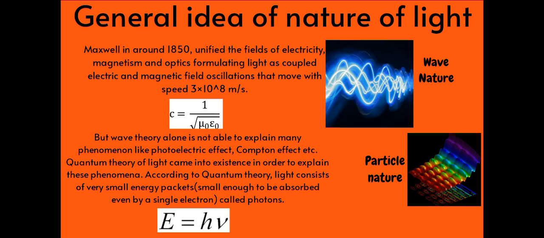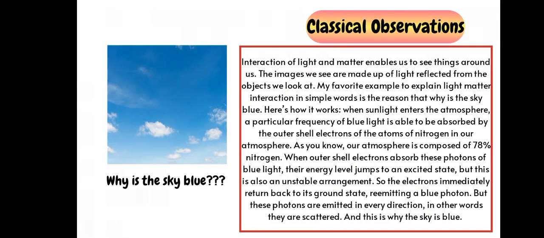But wave theory alone is not able to explain many phenomena like the photoelectric effect, Compton effect, etc. Quantum theory of light came into existence in order to explain these phenomena. According to quantum theory, light consists of very small energy packets. They are small enough to be absorbed even by a single electron and are called photons.